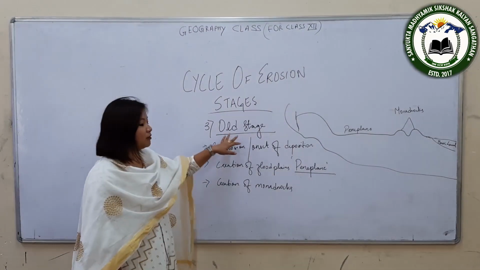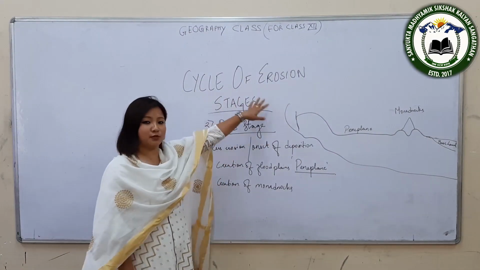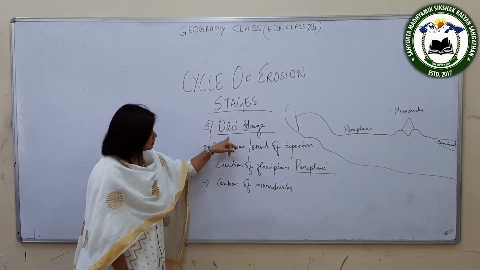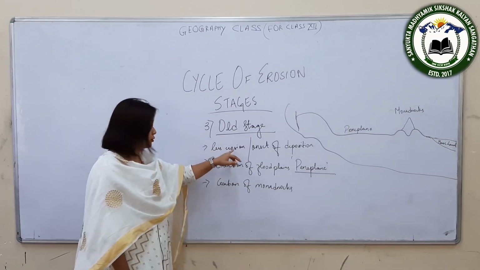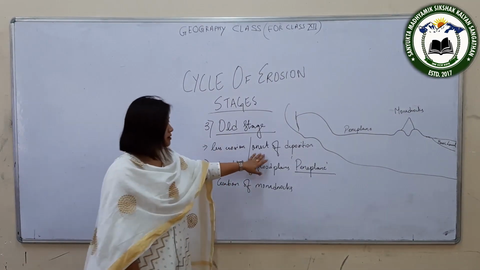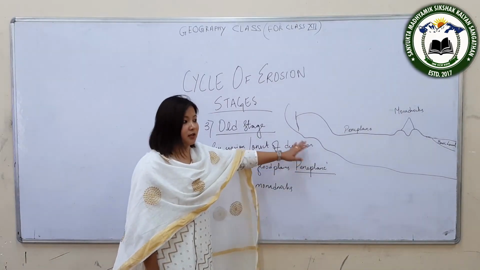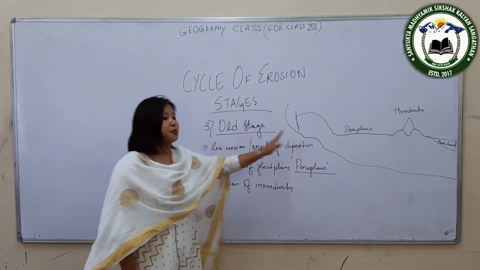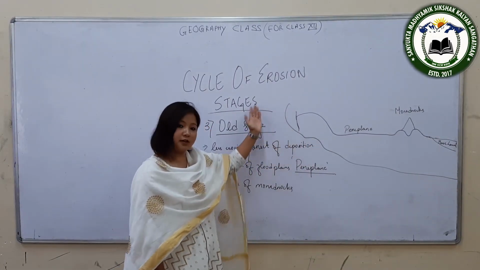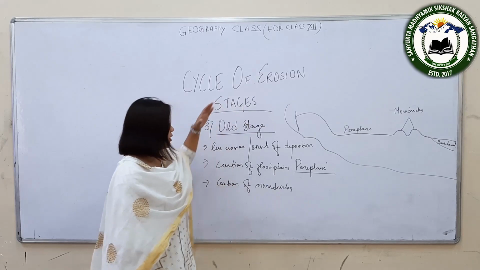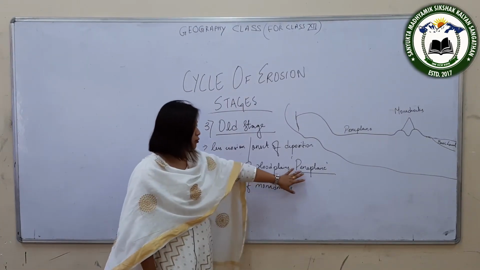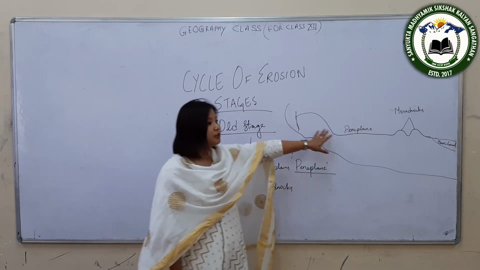Now coming to the old stage of cycle of erosion, what Davis has said is that in the old stage, the acceleration of erosion gets decreased and there is the onset of deposition. The erosion is less and the deposition is more. So with the deposition, the materials carried away from the hilltops get deposited and create the flood plains known as peneplain. You can refer to this diagram.